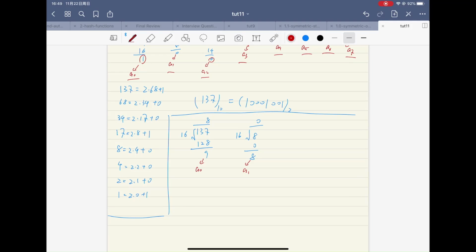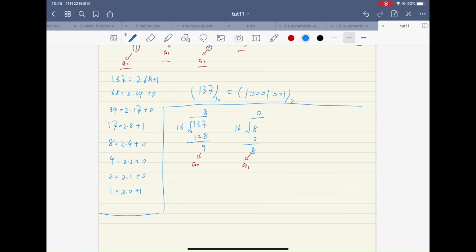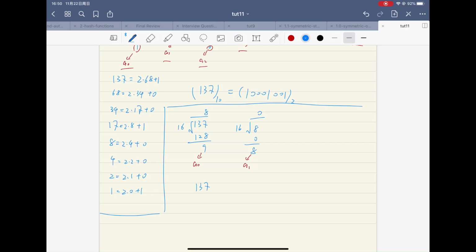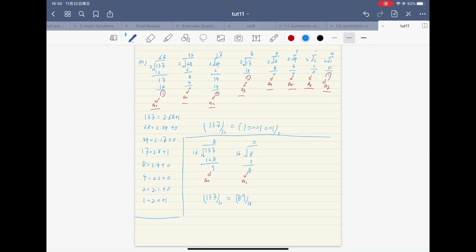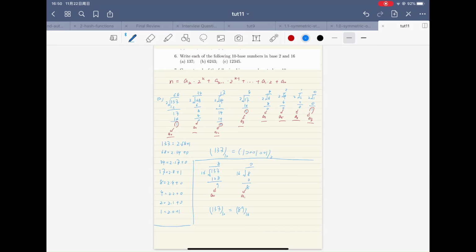So we have 137 base 10 is just 0x 89. Sorry, I'm sorry about this. I always use 0x to mean hexadecimal and 0b to mean binary. I'm sorry about that. That's just 89 base 16, right? That's the 137 in base 2 and base 16.